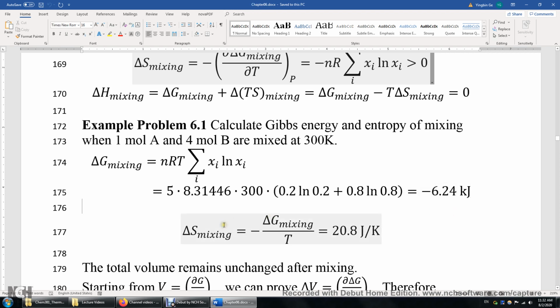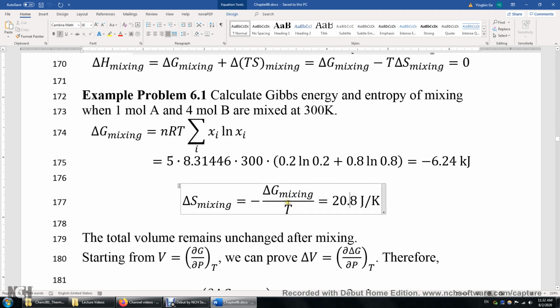What about the entropy of mixing? Well, the entropy of mixing is simply this delta G mixing over negative T. And then this is a positive number. Pay attention here. This is joule, not kilojoule. It's 20.8 joule per Kelvin.